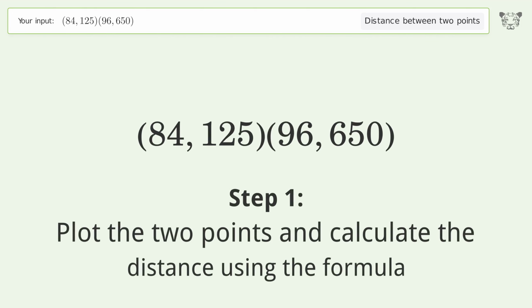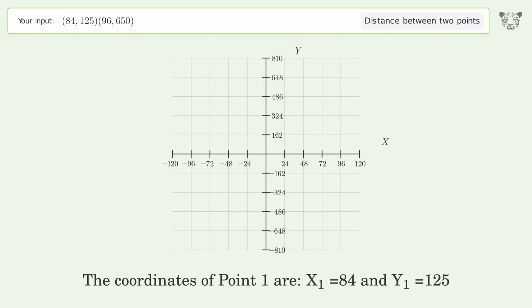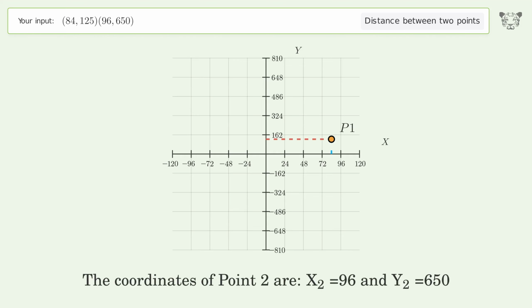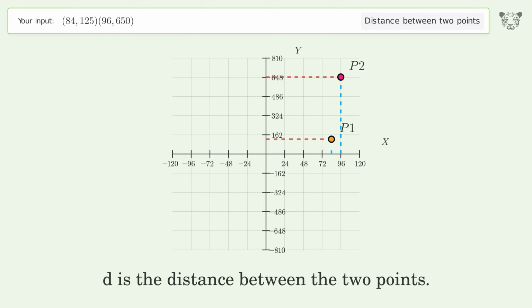Plot the 2 points and calculate the distance using the formula. The coordinates of point 1 are x1 equals 84 and y1 equals 125. The coordinates of point 2 are x2 equals 96 and y2 equals 650. D is the distance between the 2 points.